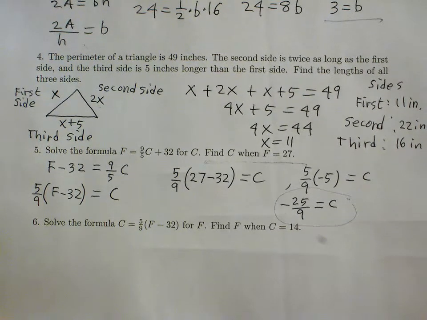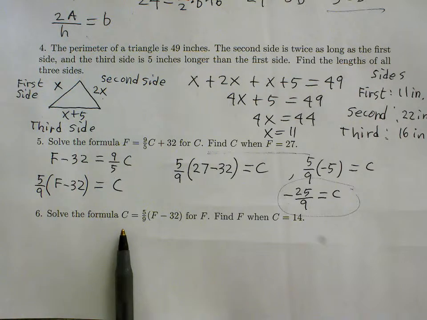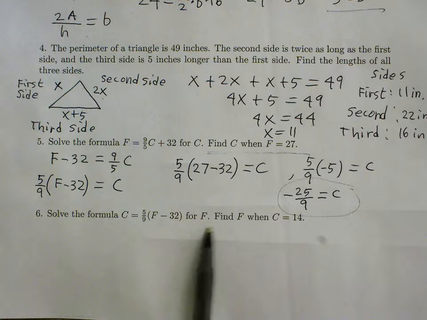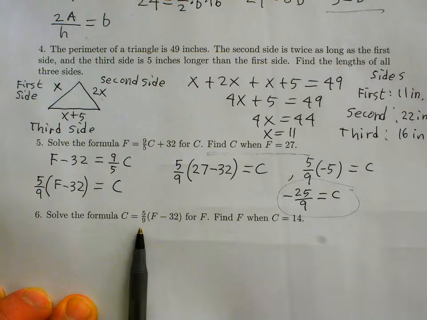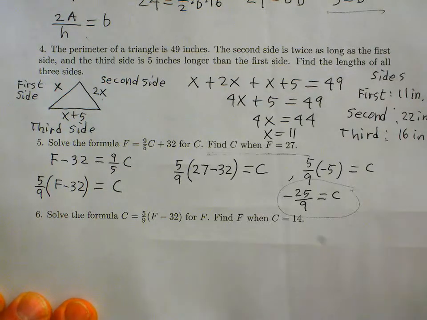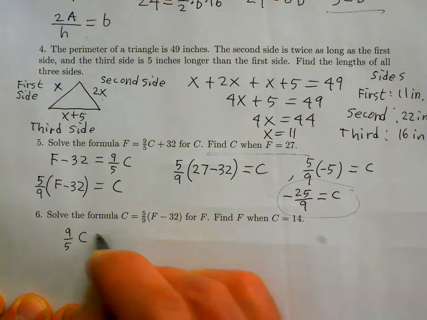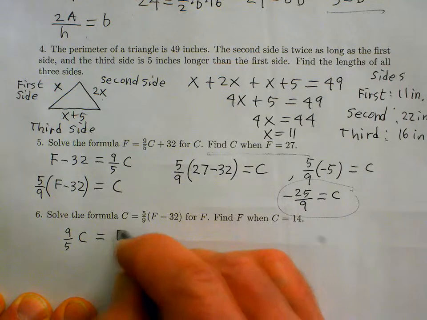Okay, problem 6. Now we're going to do the reverse of what we did in problem 5. This time, solve the formula C equals 5/9 times the quantity F minus 32 for F. So since on the right-hand side we have a factor of 5/9, multiply both sides by the reciprocal of 5/9, which is 9 over 5. So we get 9/5 times C. And then on the right-hand side, 9/5 times 5/9 is 1. And 1 times F minus 32 is F minus 32.